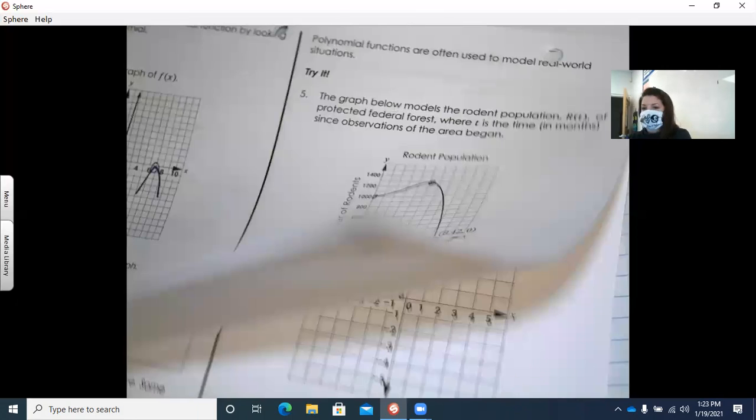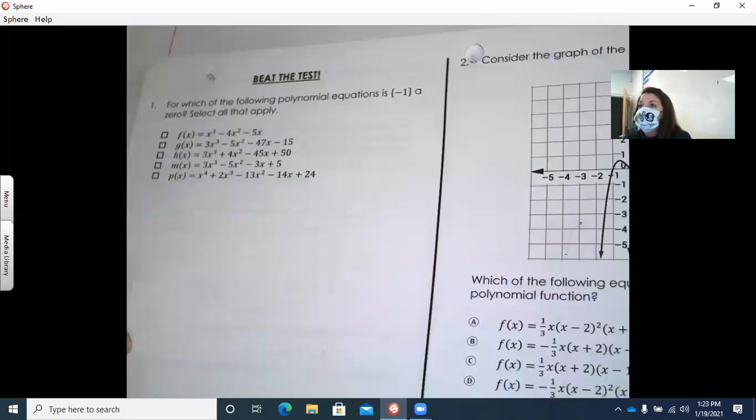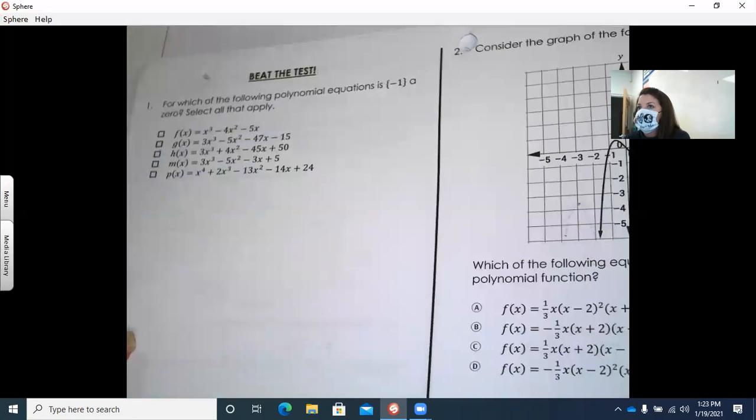Last page. Beat the test. Now listen, Linda. If you have a problem like this on your homework and you just check 2 boxes because you text your friend and say, what boxes do I check? Or let me see your work, and you check 2 boxes, I'm not giving you credit on that. You got to show me, not just check 2 boxes, all right?